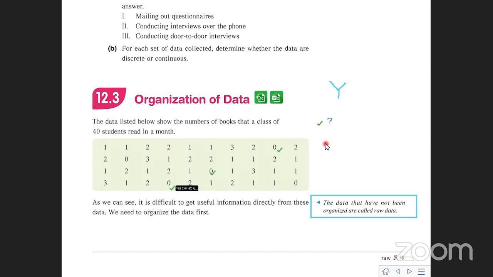Therefore, instead of counting like that, this is the case when we have just an example of 40. Sometimes we may have 400 data. Then if you do the counting, it will be very difficult. Therefore, we do something like this.